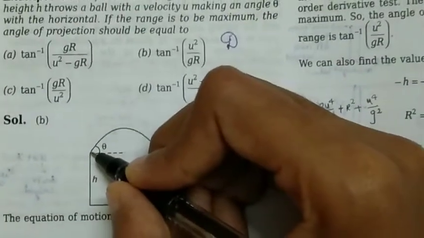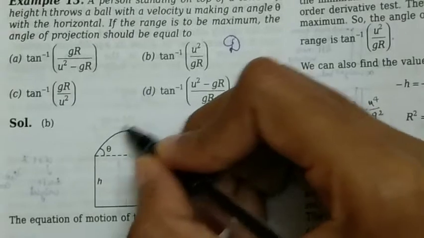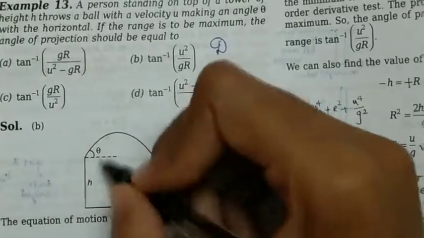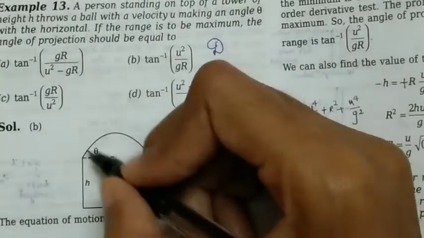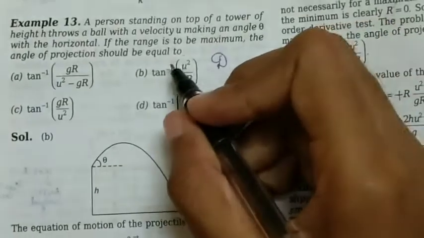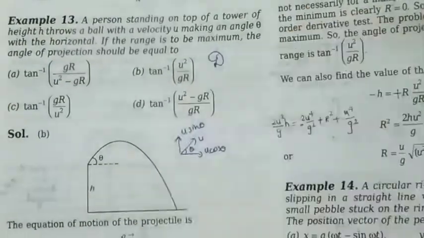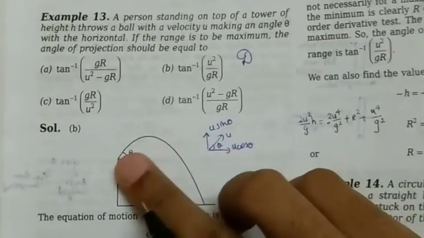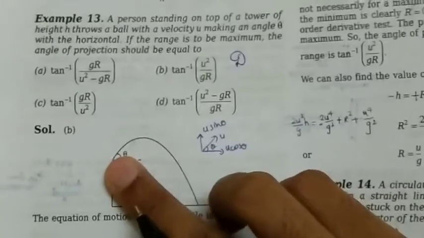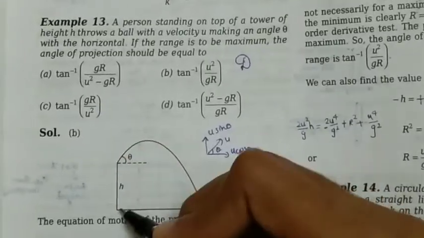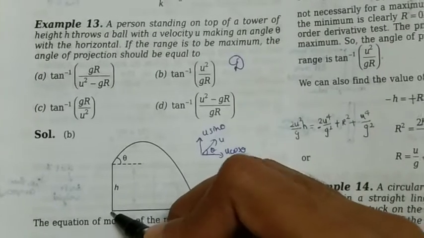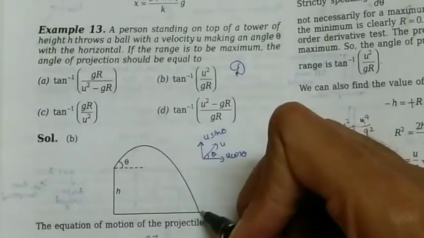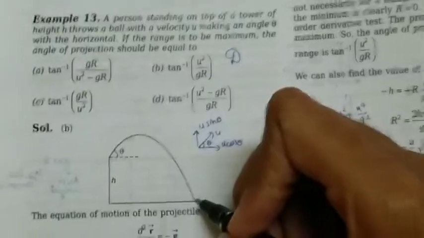This is the top of the tower, and from here he is throwing the ball with velocity u, and it is making an angle theta with the horizontal. So this is a line parallel to the ground surface, that is nothing but the horizontal. If the range is to be maximum, the angle of projection should be equal to what? So what we want is the range, that is from here to here. That means from the point where the ball is thrown to the point where the ball has actually fallen finally.